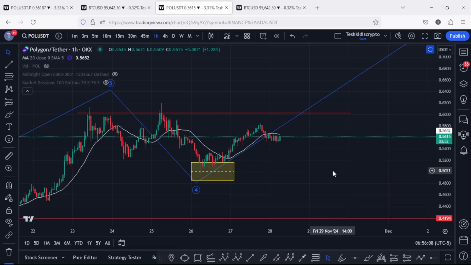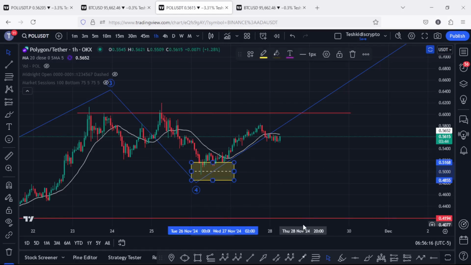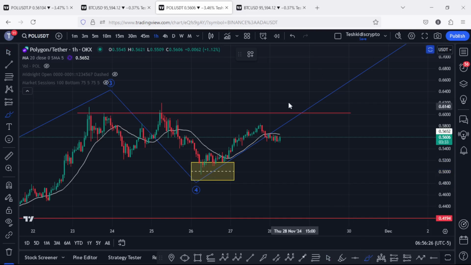Polygon Matic, at the time of this recording, is attempting another breakout to the upside after we continued to hold within our key area of support between the 0.5168 and the 0.4855. We are also attempting a break above the 20-day MA here on the 1-hour chart, which is now acting as resistance. And we also need to see a break above the $0.6, which is our next key area of resistance.